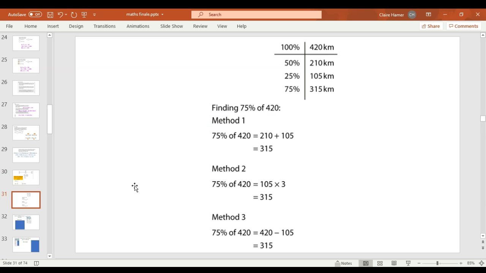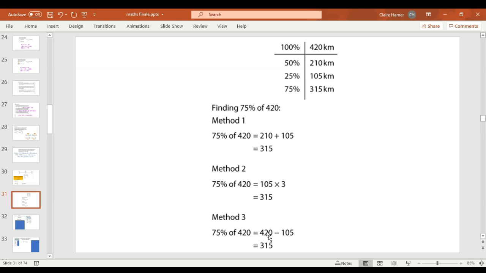So the same with 75%. On screen here, you can see there might even be more, but there's 3 ways on screen of getting 75%. So to find 75% of a number, you might choose to add up the 50% and 25% together. You could choose to multiply the 25% number by 3, because if you count in 25, so you go 25, 50, 75, okay, 3 lots of 25 make 75, so you could have done it that way.